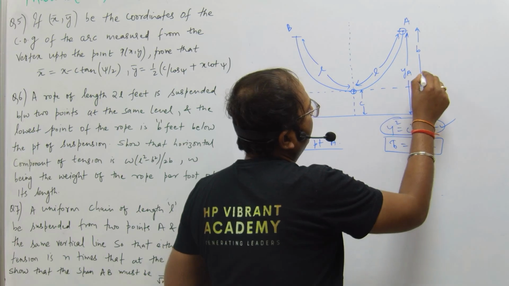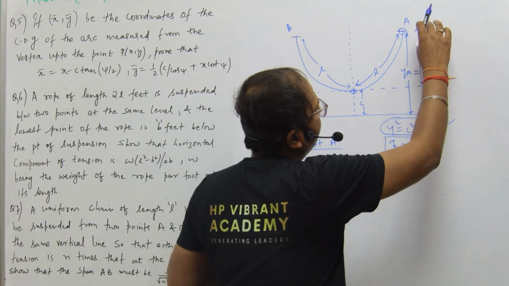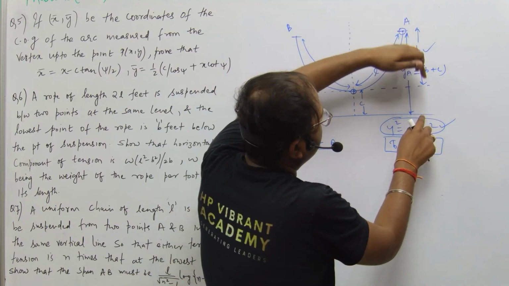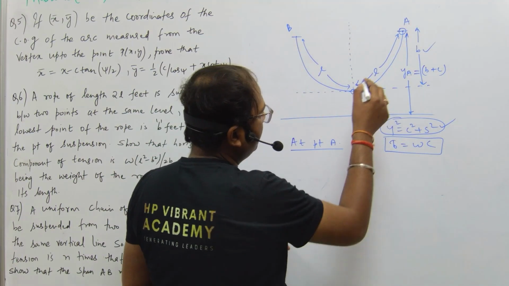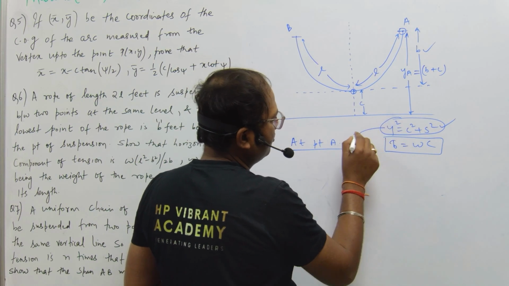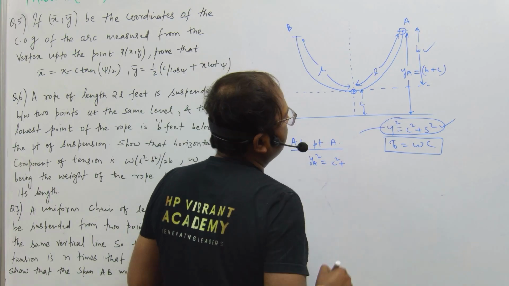Okay, and ya is equal to b plus c. So this whole length is b from here to here, and this length is c. So this whole length, ya, will be b plus c. Okay, so at point A, let us apply this formula. So ya square is equal to c square plus s square.